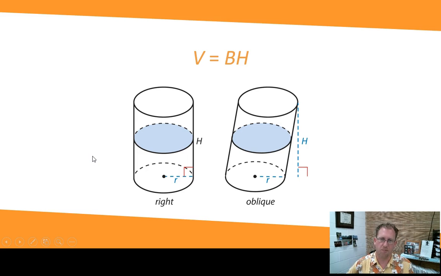Just like a prism, the volume of a cylinder is the base area times the height. So you've got a circular base, you got to use pi r squared for this one instead of height times width or something like that. But once you get the circular area, you just multiply that by the height. And that works for right cylinders and for oblique slanty cylinders like the Tower of Pisa as well.